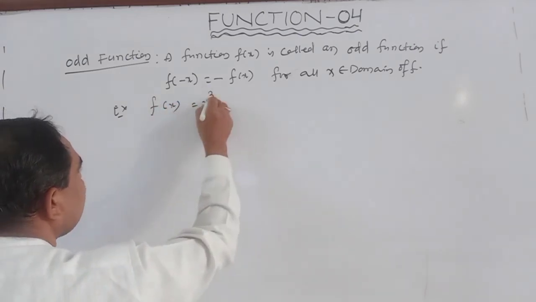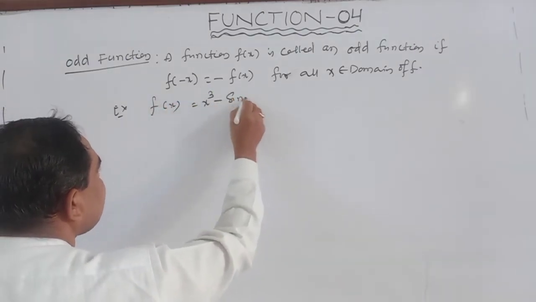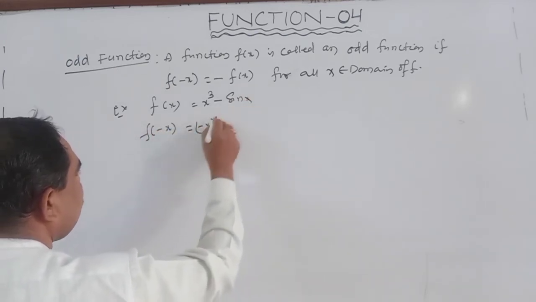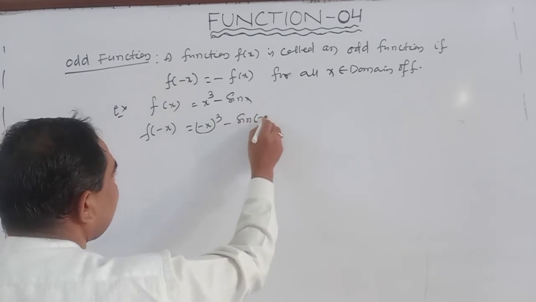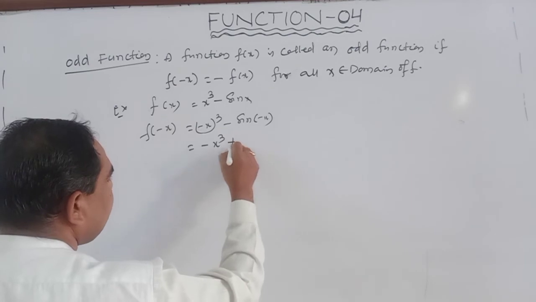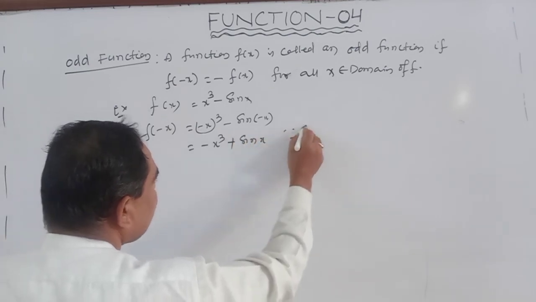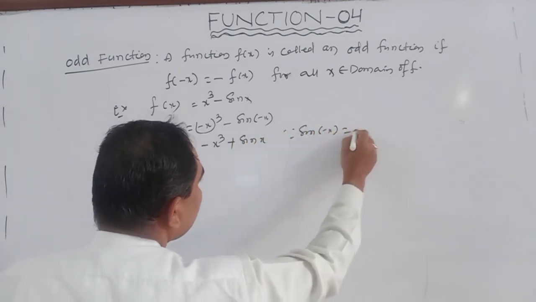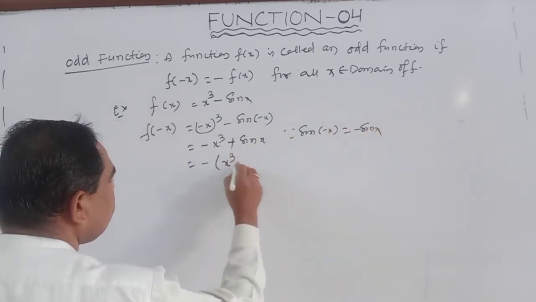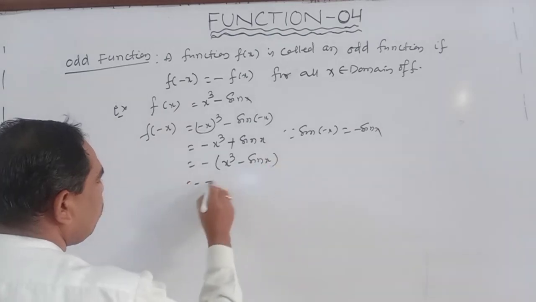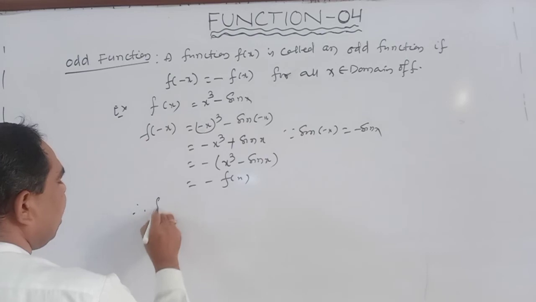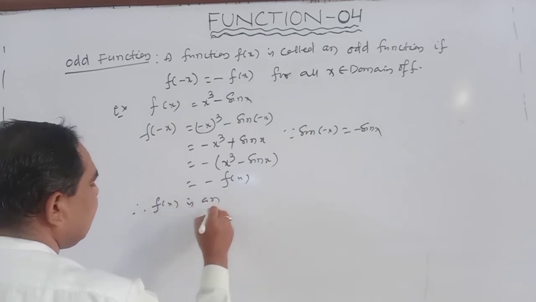Okay, example: let f of x is equal to x cube minus sin x. Then f of minus x is equal to minus x whole cube minus sin of minus x, which is minus x cube plus sin x, because sin of minus x is equal to minus sin x. Taking a minus common, this is x cube minus sin x, which is equal to minus f(x). Therefore f of x is an odd function.